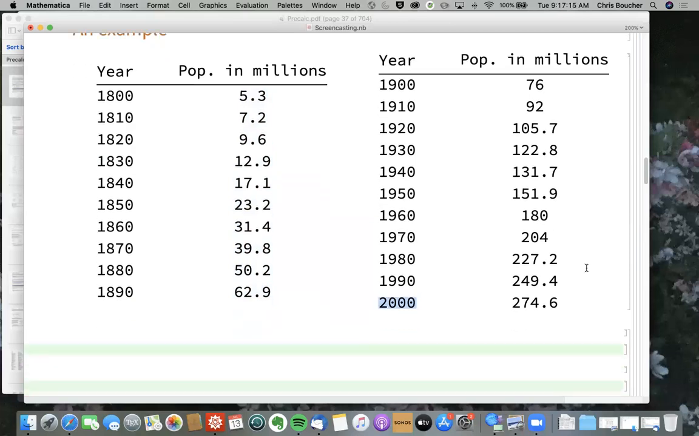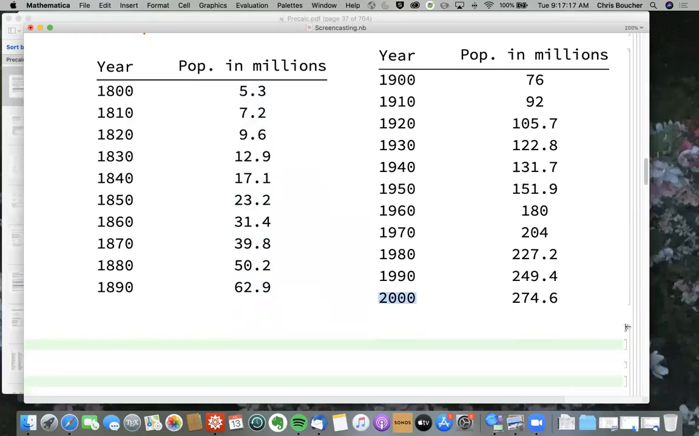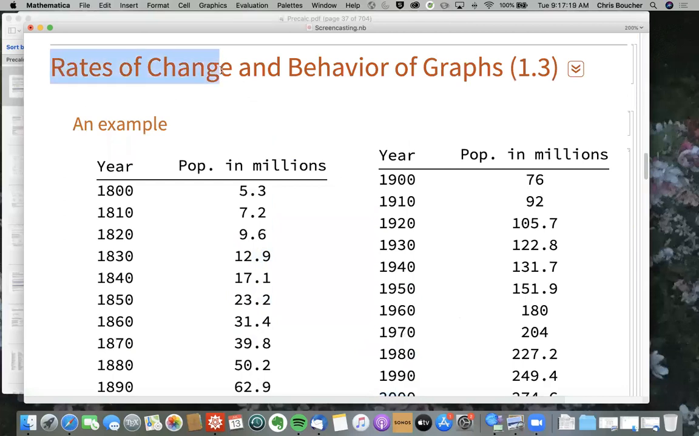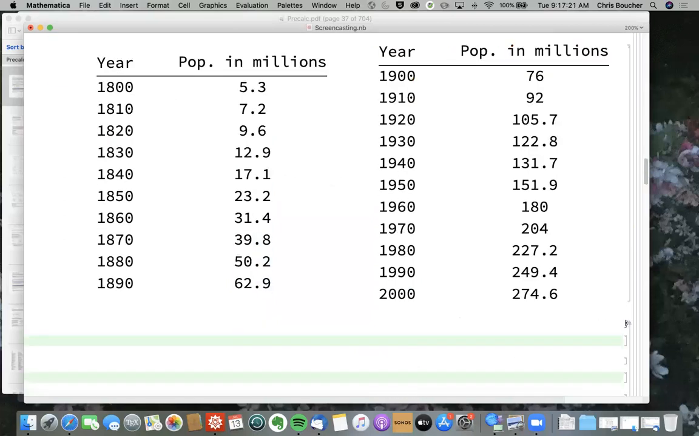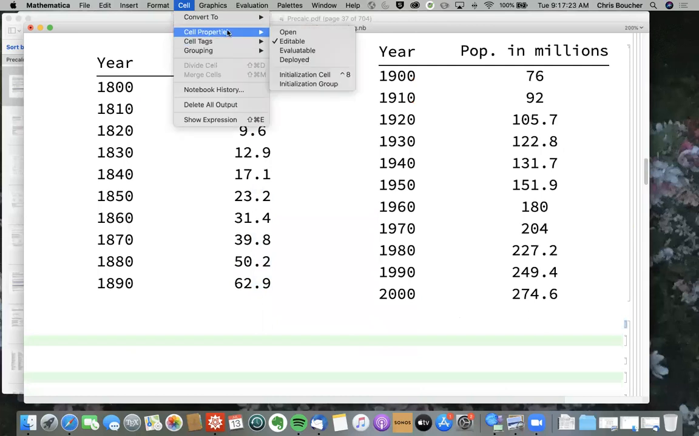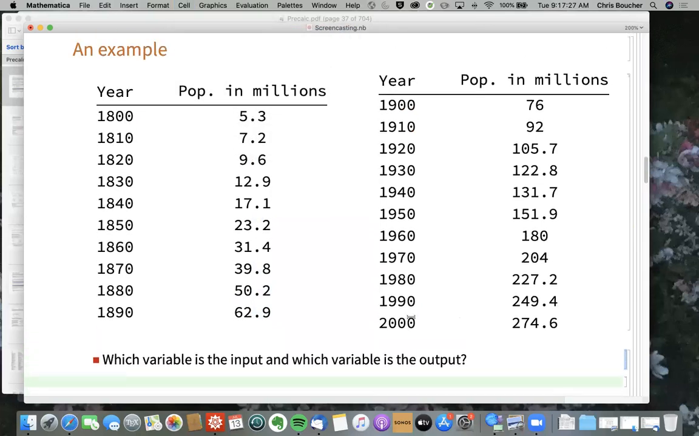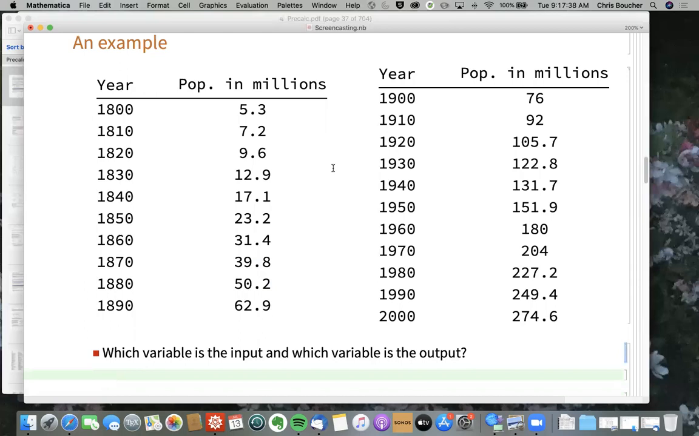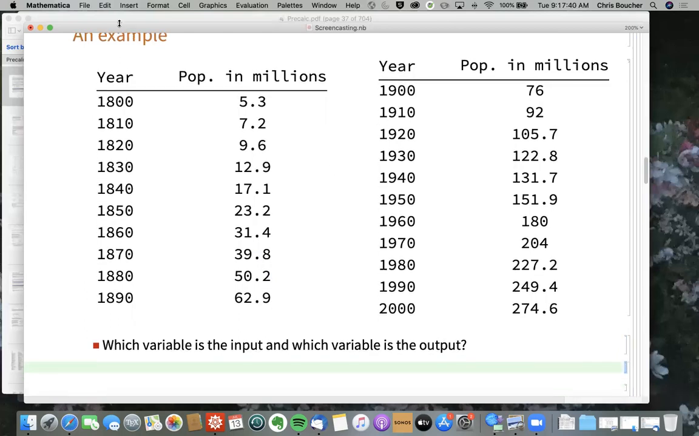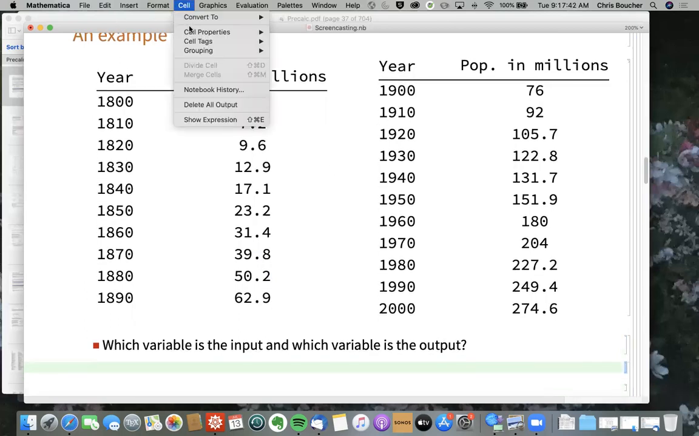In any event, let's address some questions about this data that will lead us to this notion of rate of change. First question: which variable should we think of as the input and which variable is the output? We always try to model things in this course using functions. Functions have an input and an output. And we've seen a couple of examples similar to this already that should cue you to the fact that the year is the input and the population is the output.